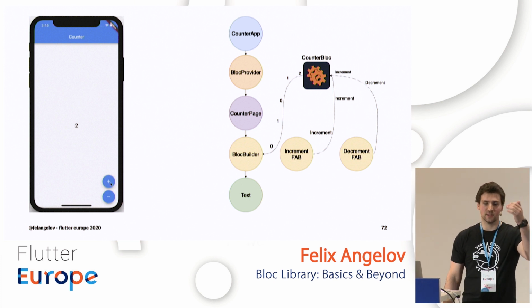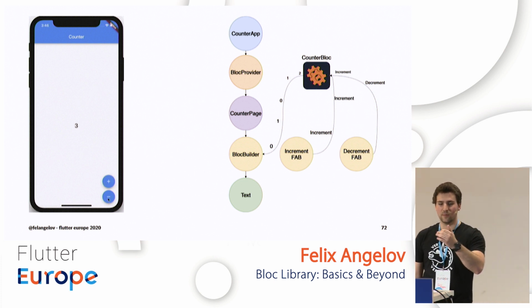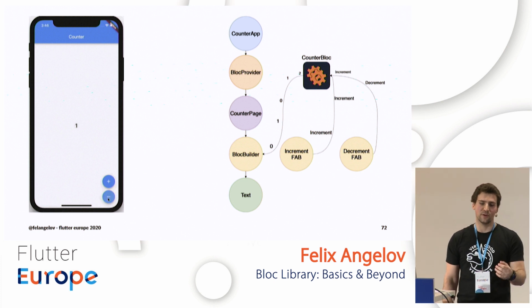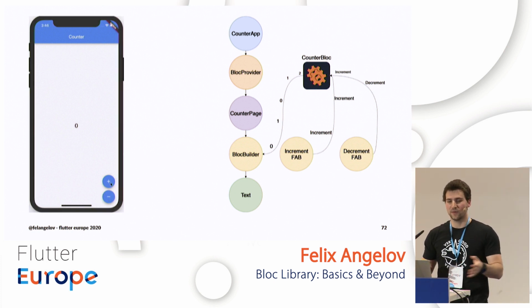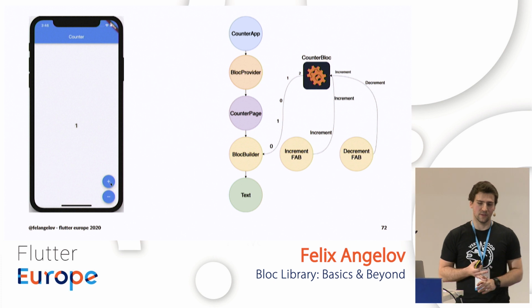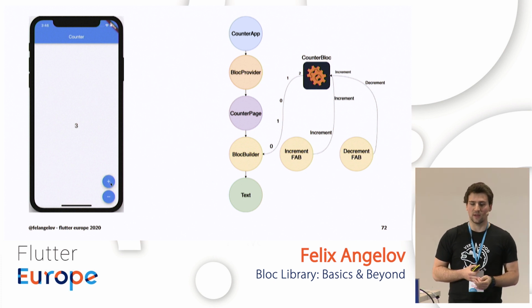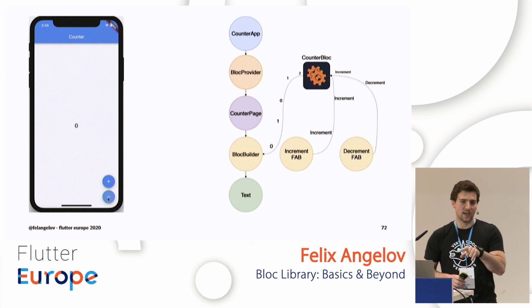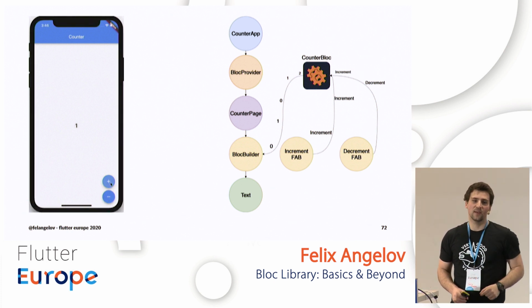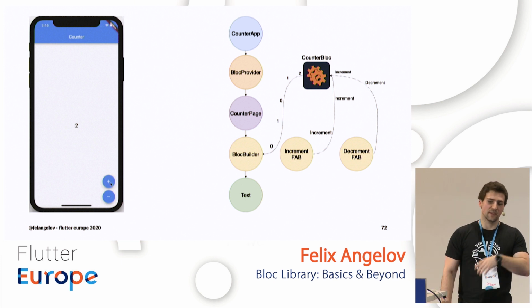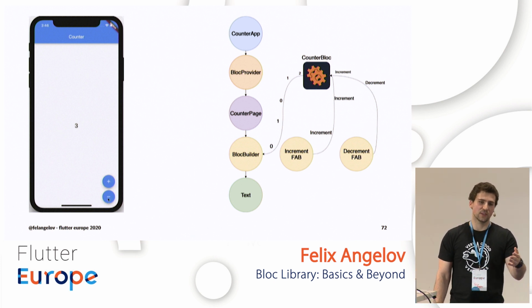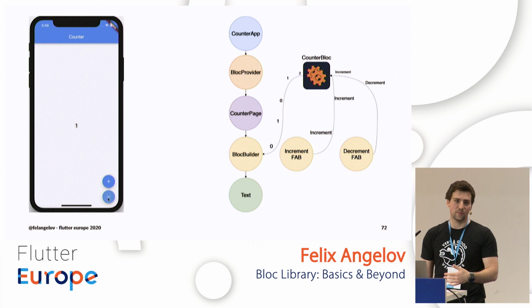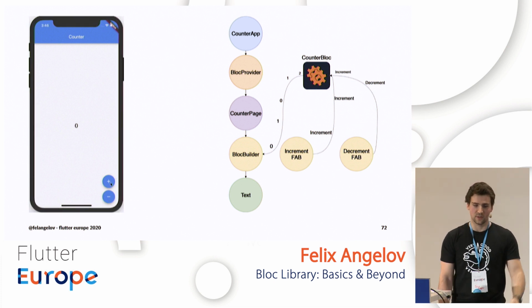So we have our counter app at the top. We provide the counter block using the block provider to our counter page. And then within our counter page, we have a couple of components. We have the block builder, the floating action buttons, and our text below our block builder. So our floating action buttons, when we tap them, will add events to our block. And then our block will do some processing and output some states, and those states will be consumed by block builder, which rebuilds whatever widget you return. So in this case, our text is going to rebuild.